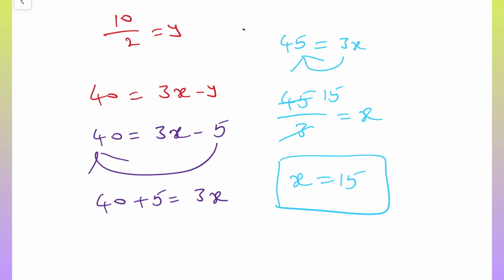Then total how many questions are there? 15 right, 5 wrong, so 15 plus 5, 20. So total number of questions are 20 in number.